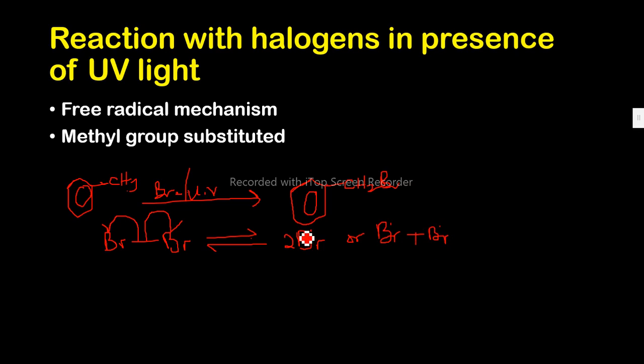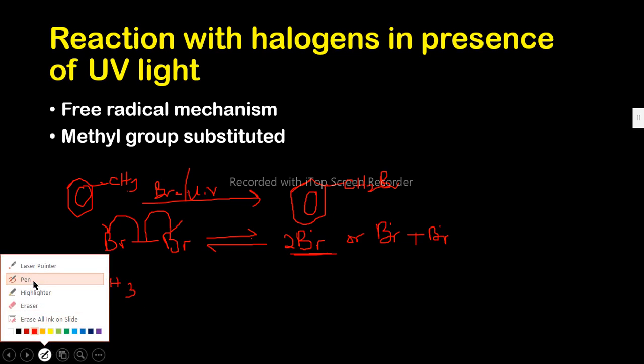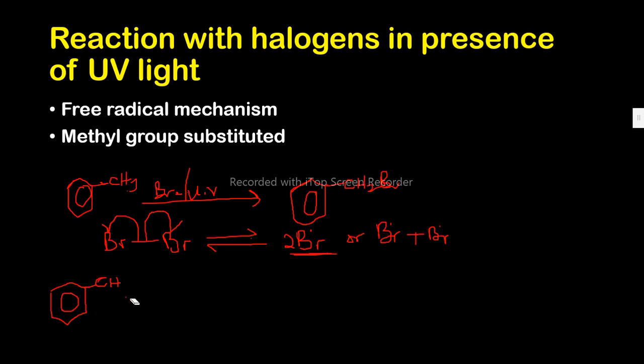Now these radicals formed, they are highly reactive compounds that will react with this neutral molecule of methyl benzene. Not so? They will react with the neutral molecule of methyl benzene. Now they are not reacting with benzene, but rather the methyl group that is attached to benzene. This 3 is very far, so let's not write 3, let me write 2.